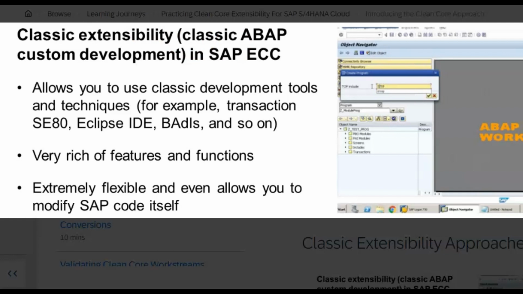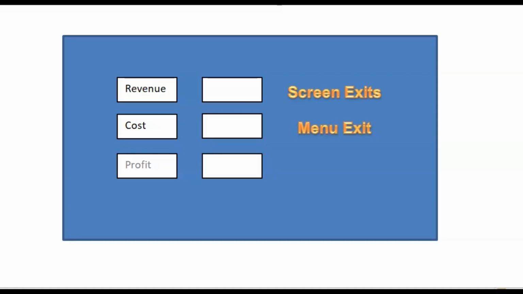So let me just show it on the screen. A real representation of what we have discussed just now. In the screen, revenue and cost happen to be the standard ones in the SAP standard screen, and profit is what is expected from the business, which we need to add. So we were discussing the screen exits and menu exits, right?